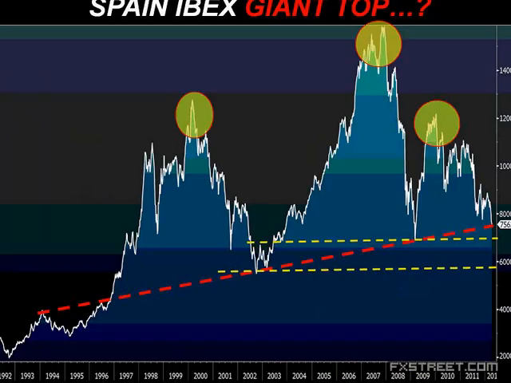Now, the reason why I'm saying Spain, or the example that I want to show to you, I could show you many examples, but this is the main one. Spanish IBEX, giant top, question mark.